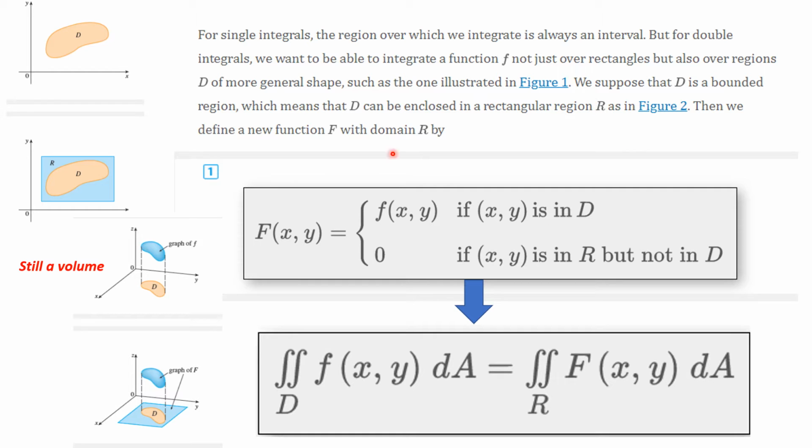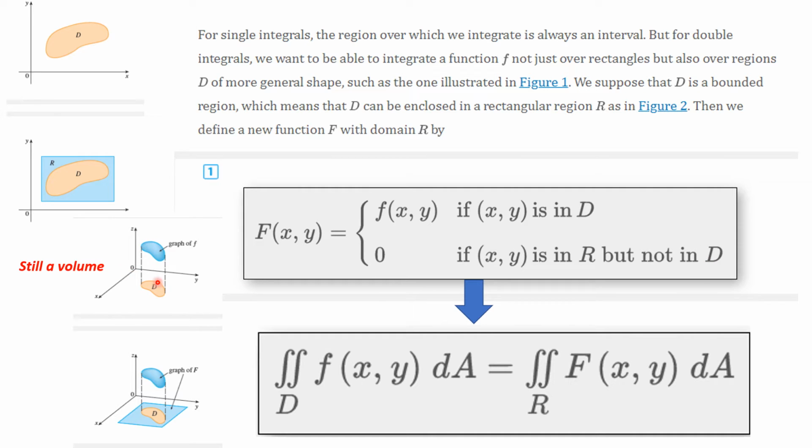We do suppose that D is a bounded region, which means that D, this bean-shaped region, can be enclosed in a rectangular region R. Since this is bounded, we can build a rectangle that goes around it, and that is the capital R. Then we're going to define a new function, capital F, with domain R, defined on the rectangle. We define capital F of x,y to be lowercase f of x,y if x,y is in D, and 0 if x,y is in R but not in D.